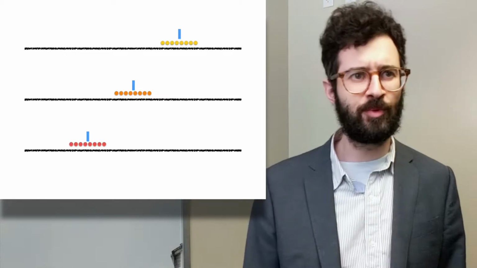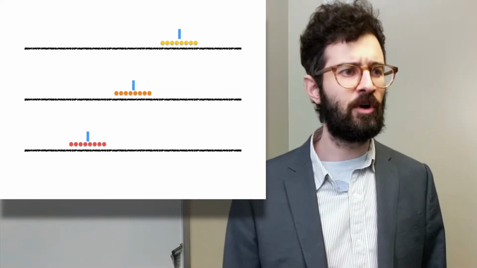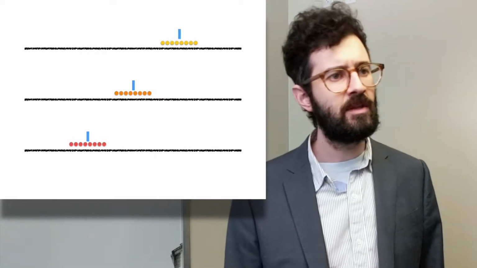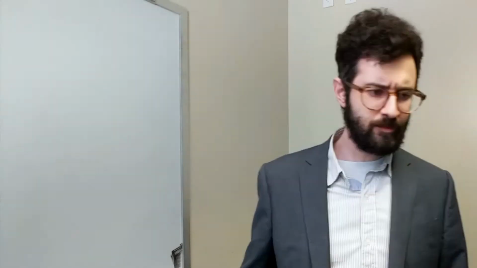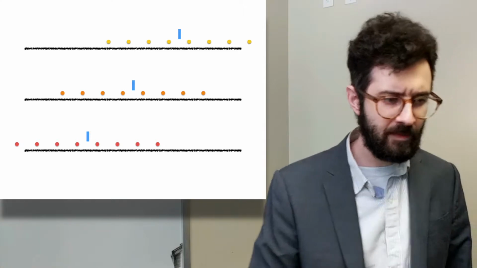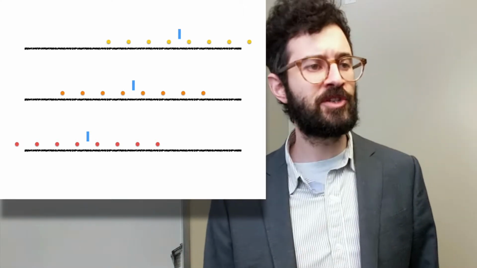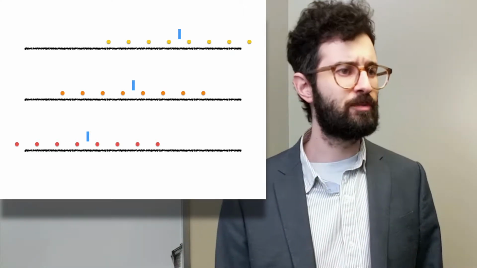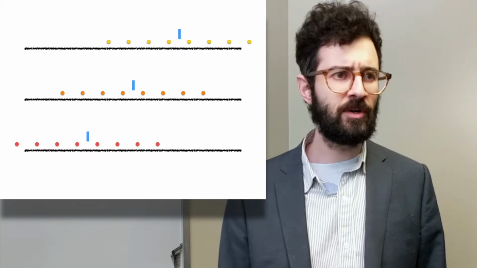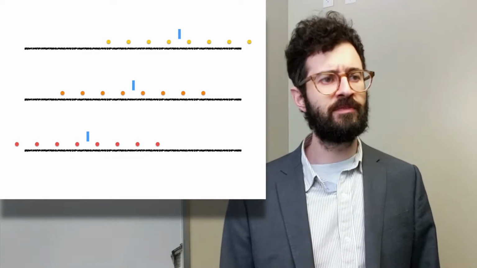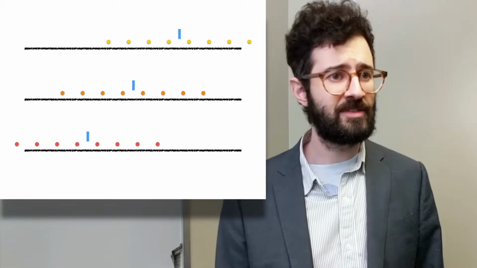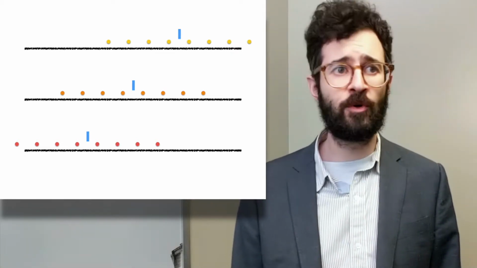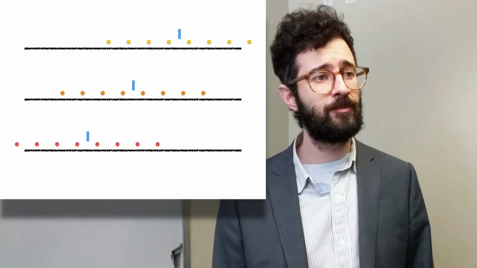All of those red dots are pretty close together, and they're all clustered around that blue bar, which could be their sample mean. What we could do is increase the variation among these three groups. So here we've taken the red group and increased the amount of variation among all the participants. And we've also done that for the orange group and the yellow group.